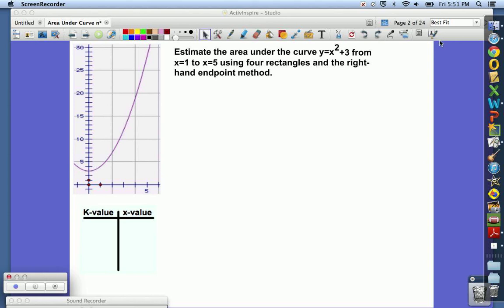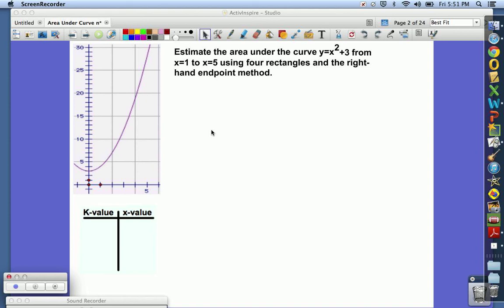This video will show you how to do RRAM4, which means the right-hand rectangular approximation method for the area under the curve of y equals x squared plus 3 from x equals 1 to x equals 5. So let's take a look.